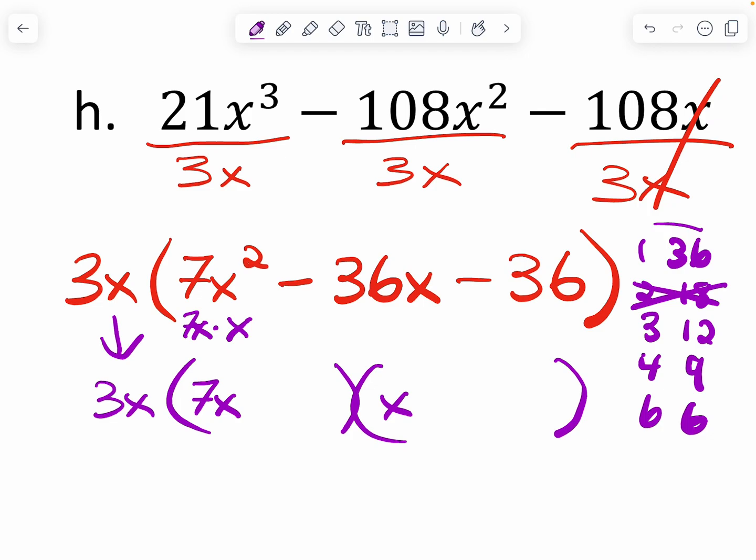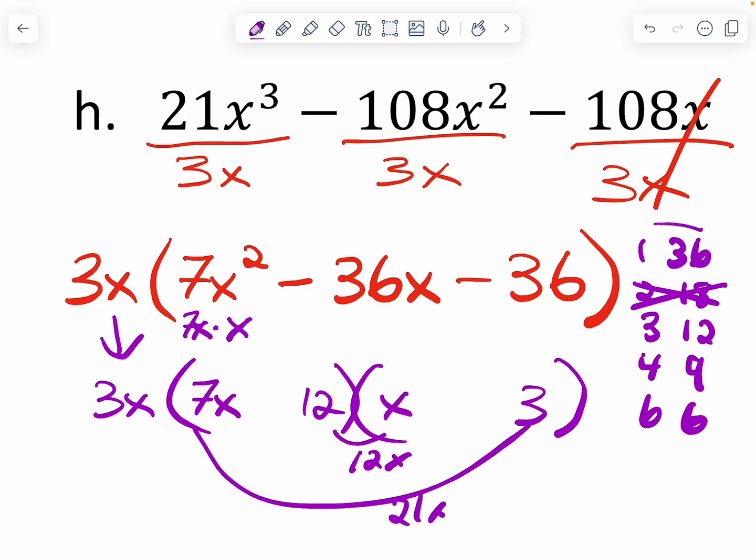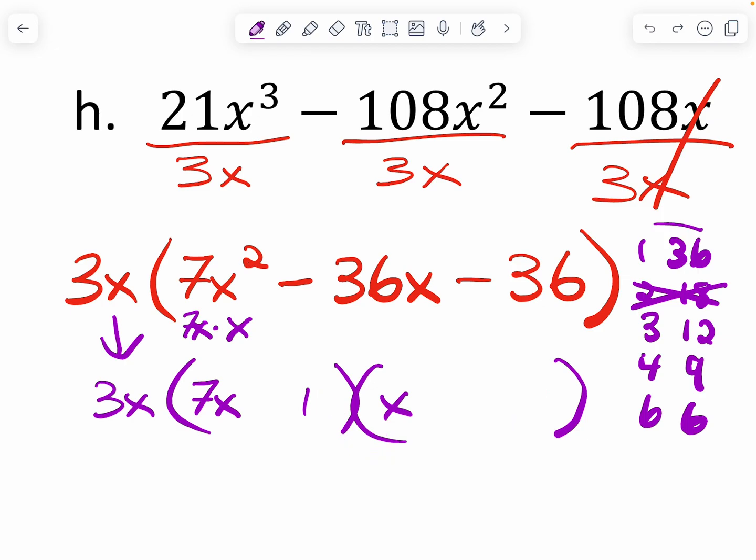So now I'm going to try my 3 and 12. Well, 7 times 12, way too big, not going to add to negative 36. So I'm going to try my 12 here and my 3 here. And I would get 12x and 21x. And I know that's not going to make negative 36 if one of them is negative. So that's not going to work.